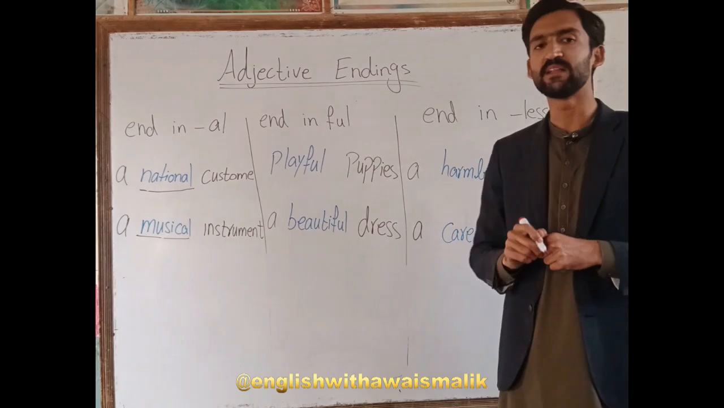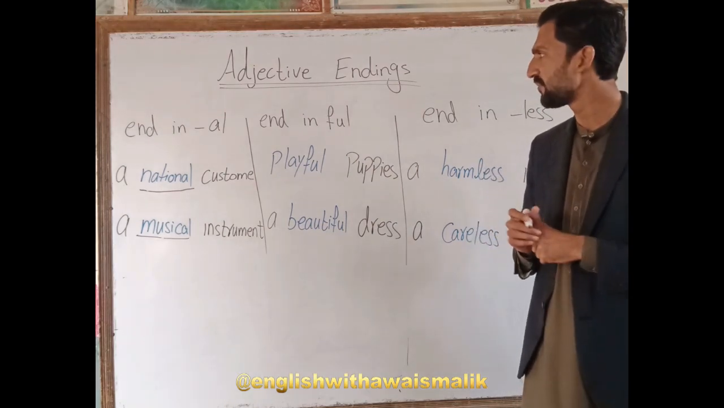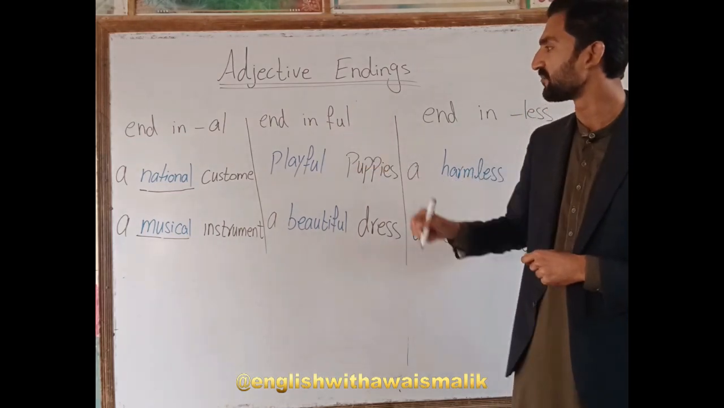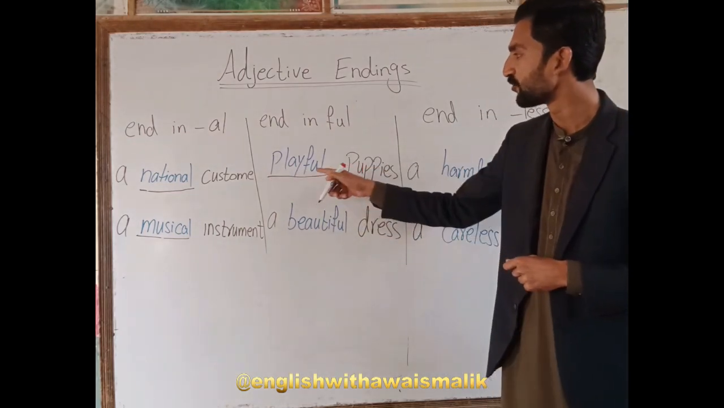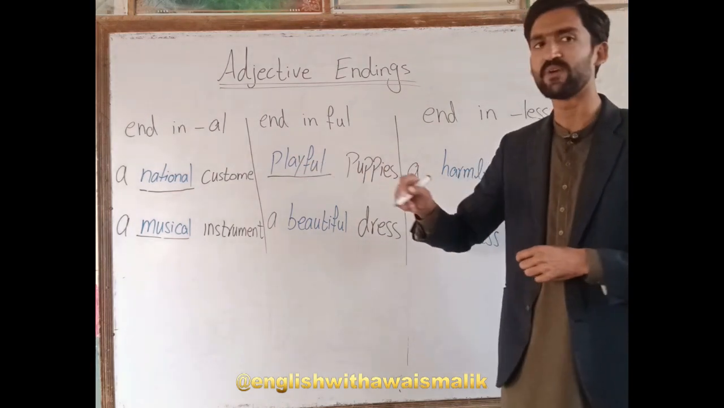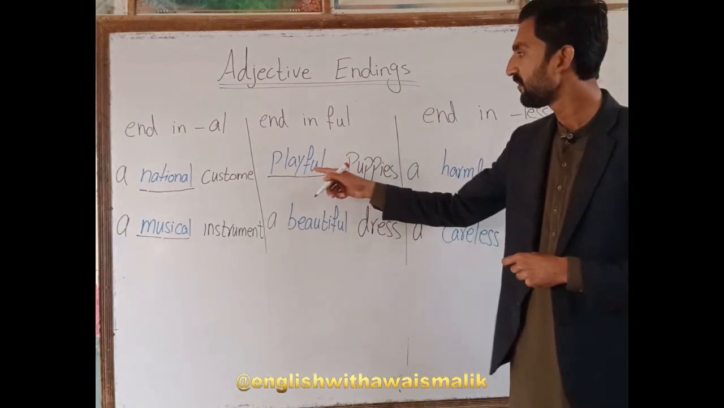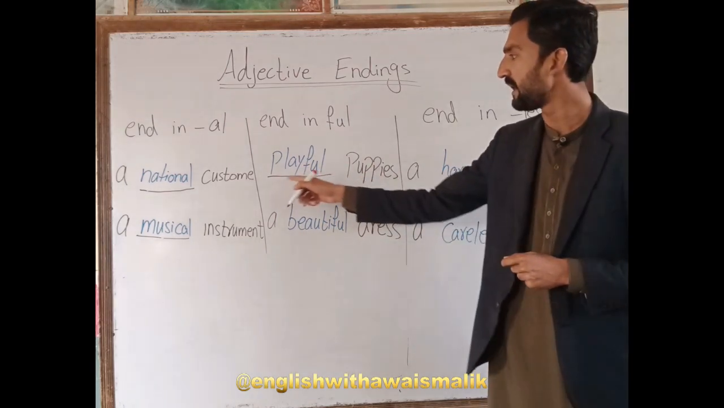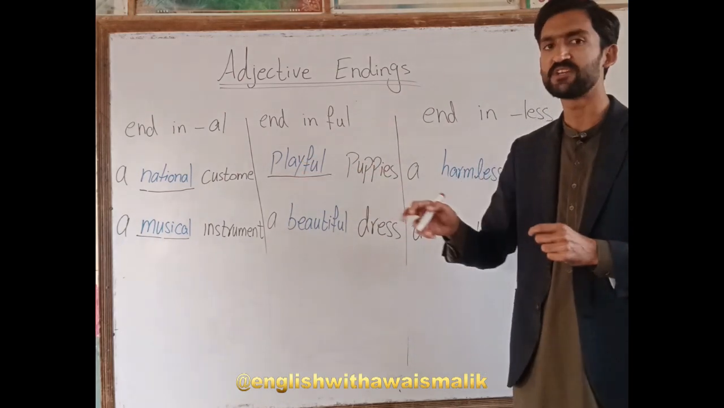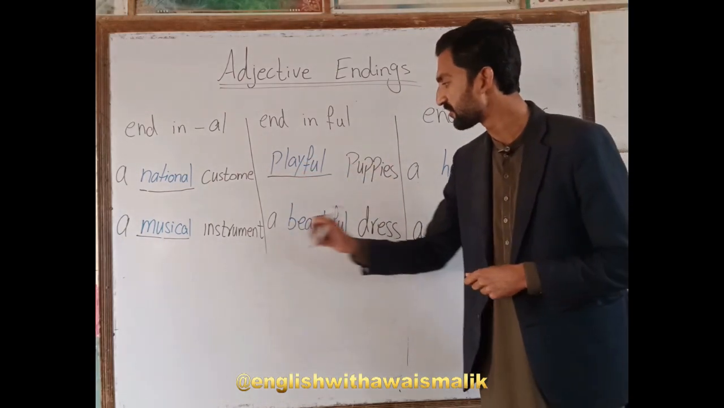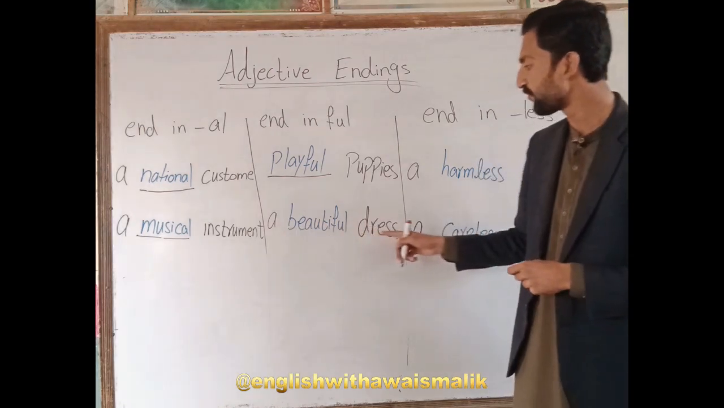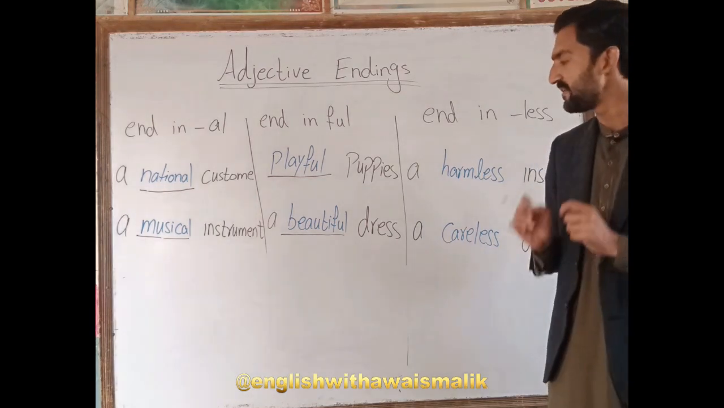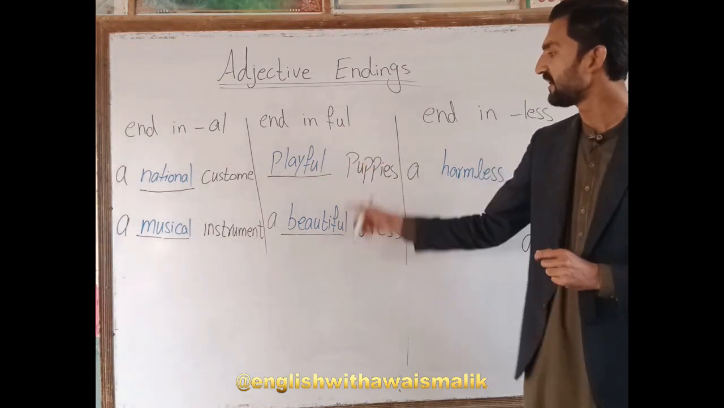Further we have another ending of adjectives. In the endings of adjectives we can see FUL, these three letters. We see an example like playful. Here the word FUL comes at the end of the adjective: playful puppies. This is the combination which makes an adjective. Further we have a word like a beautiful dress. Here the word beautiful is also an adjective which ends with FUL, these three letters.